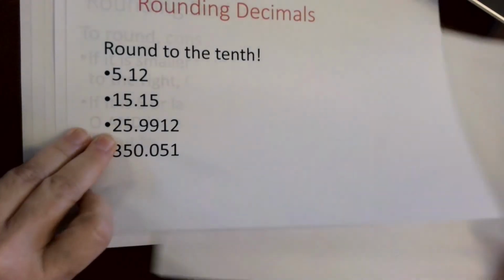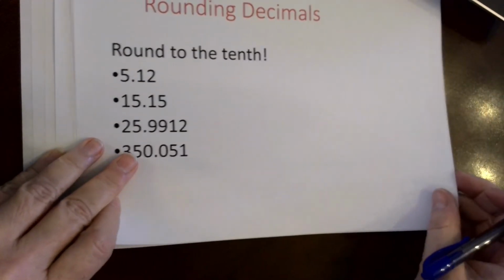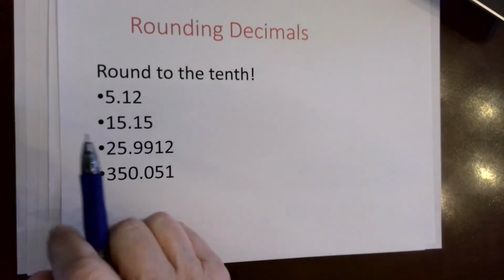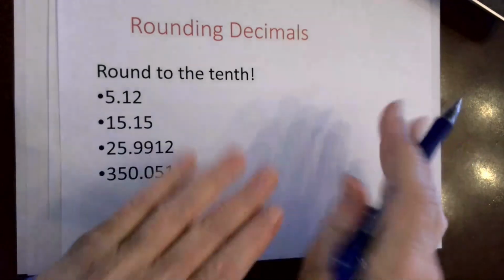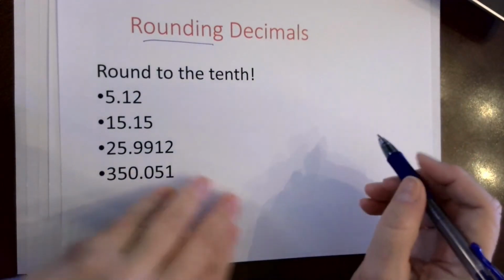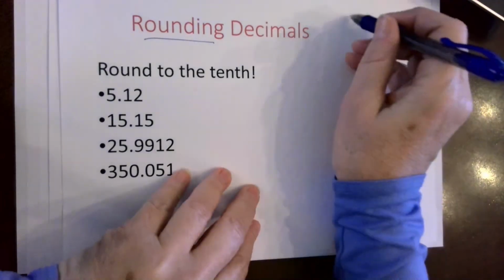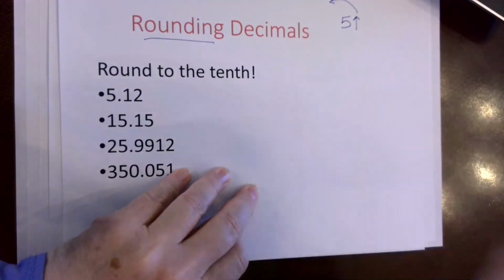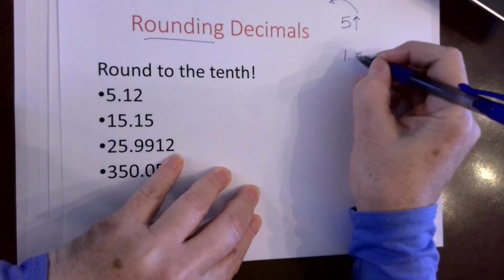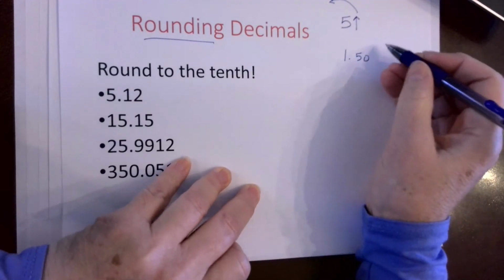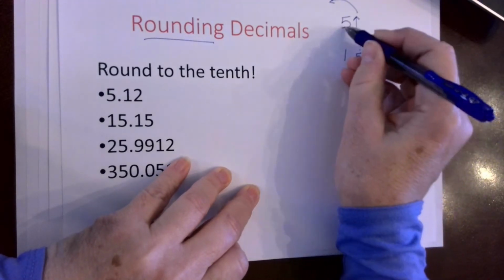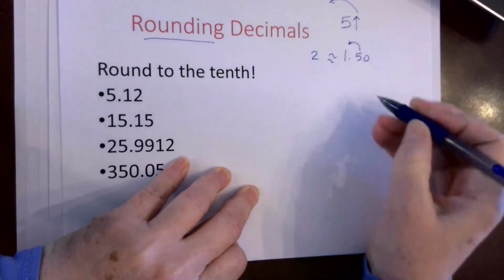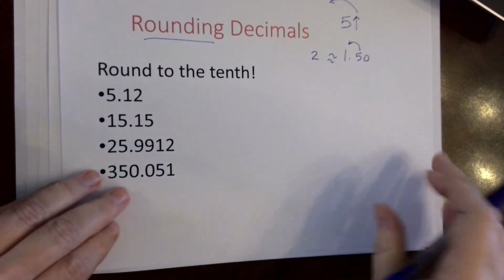Let's round decimals. We've rounded numbers before in different ways, and we estimated in different ways, and they had different names, but this is just straight up rounding. Rounding means if the number is 5 or bigger, you round the number to the left up one. For example, $1.50. If you want to round to the nearest dollar, well, 5 is 5 and up, you round this one up to 2. So $2 is a rounding of $1.50.